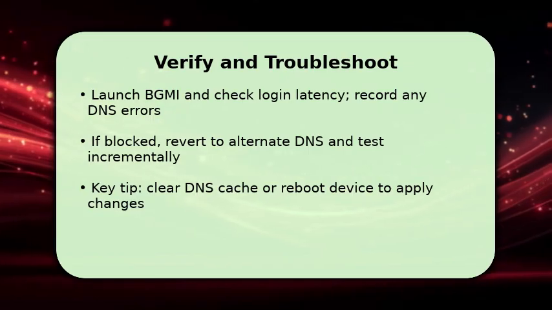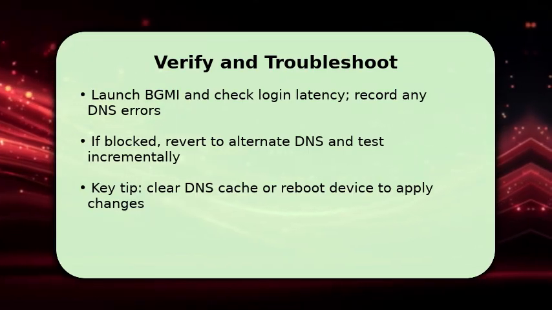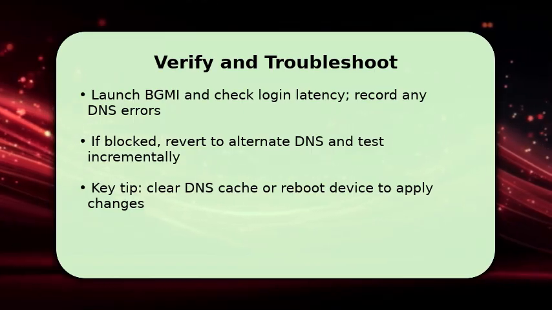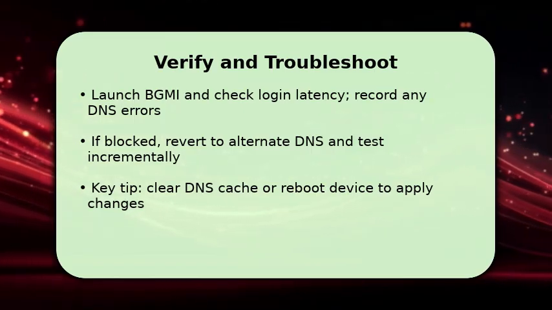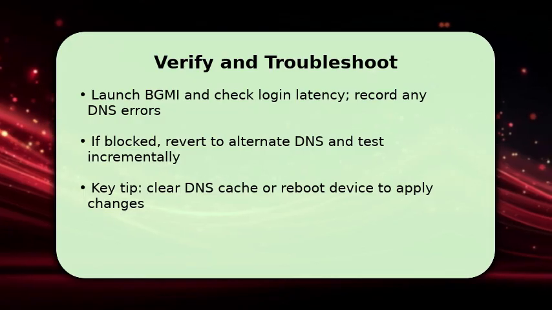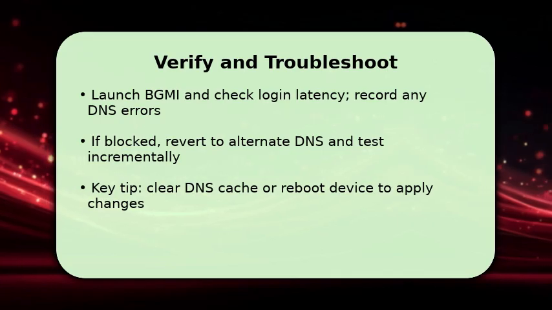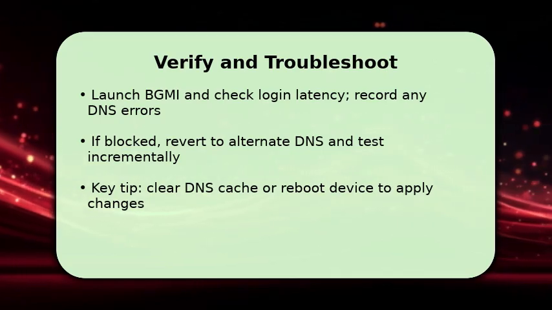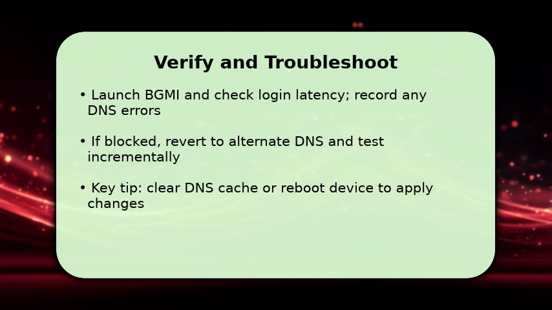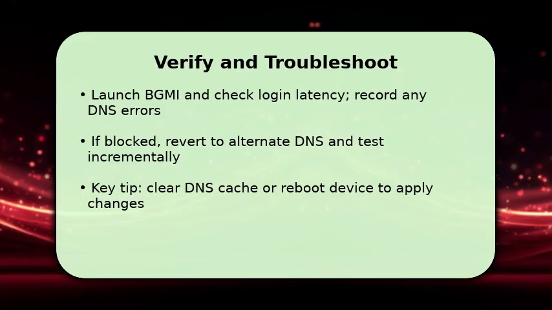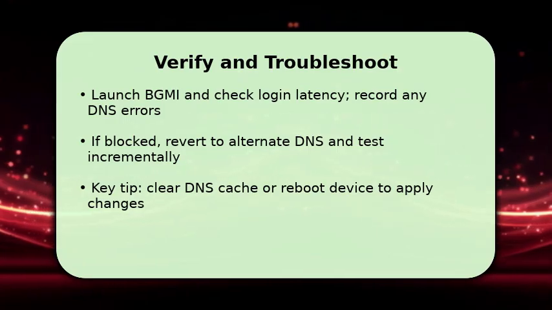If you see timeouts or DNS errors, check the firewall logs to identify blocked domains and temporarily revert to a safe alternate DNS to isolate the issue. Make sure to clear the device DNS cache or reboot the phone. Many problems stem from cached entries. If a specific BGMI service is blocked, whitelist its domain in the DNS firewall and retry. This targeted fix avoids wholesale disabling of filtering.